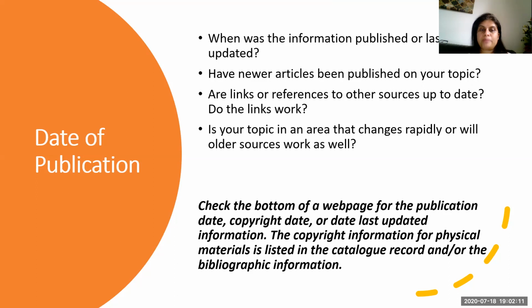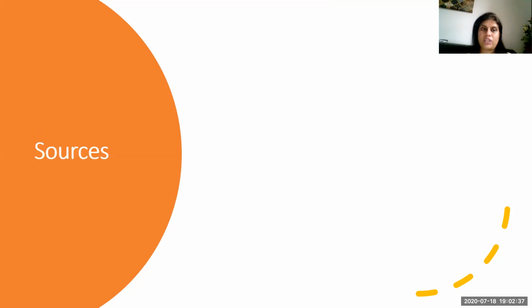You should also make sure to check the bottom of the web page for the publication date, copyright date, or any other dates, especially about the last updates. The copyright information for physical material is usually listed in the catalog or record and or the bibliographic information. So that information could be really useful for you to determine the quality, the reliability and the believability of the source that you are referring to.